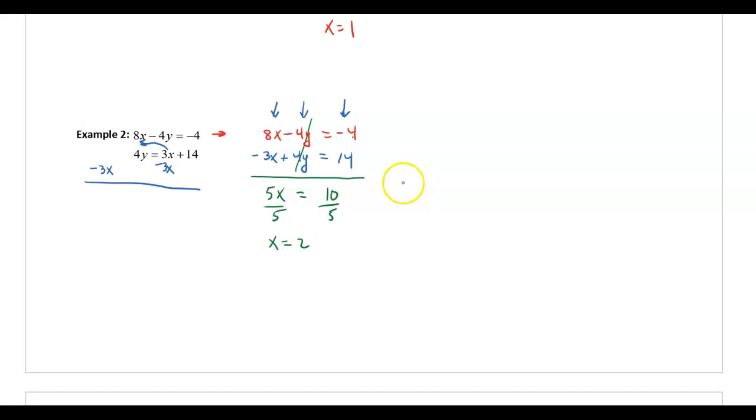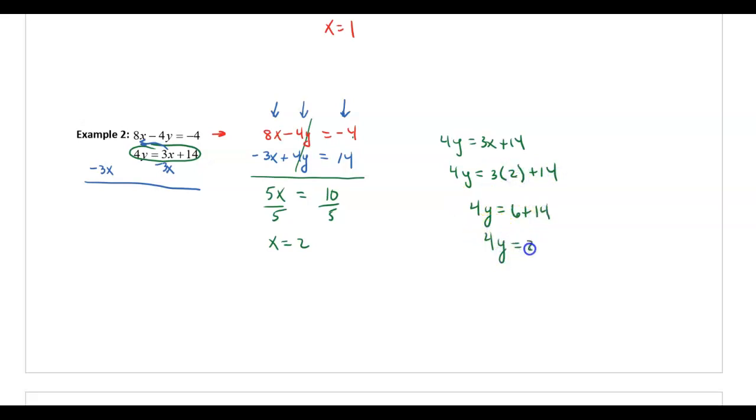Now that I have x, I'm going to go back to one of the equations and solve for y. I'll pick the second equation this time. So I write the equation out. Now, everywhere I see an x, I'm going to replace it with a 2. 4y equals 3 times 2 plus 14, which gives me 6 plus 14. So 4y equals 20. And if I divide by 4, what does y equal? 5.